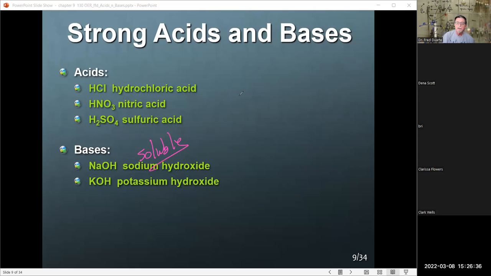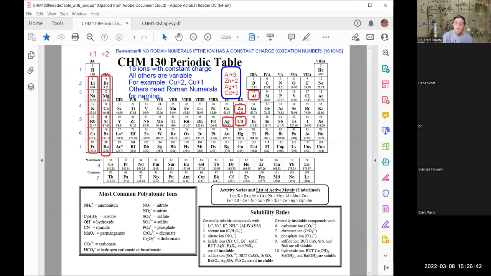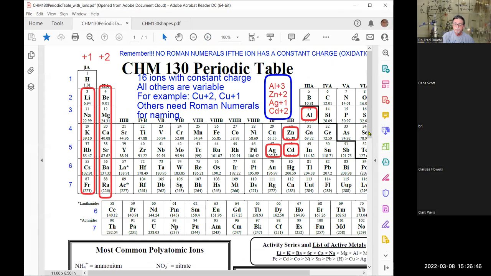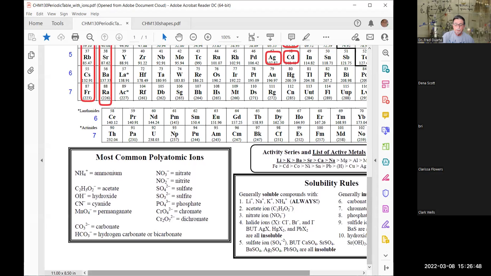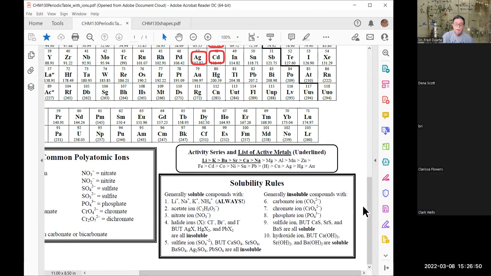Now, what do I mean by that? Well, you know what? Let me take a quick second to demonstrate that, because we're going to be using it quite often. Here's the periodic table. On the bottom right side, we have what's called the solubility rules. Now, I want you to look at number 1 on the left-hand side, right here.